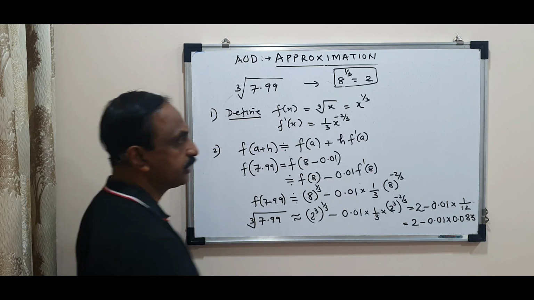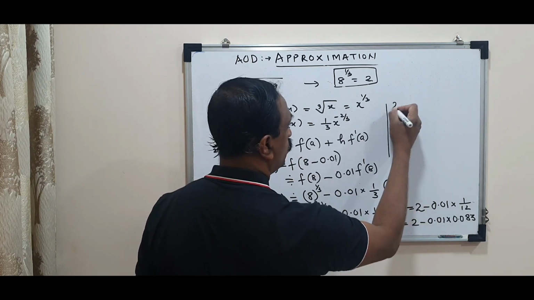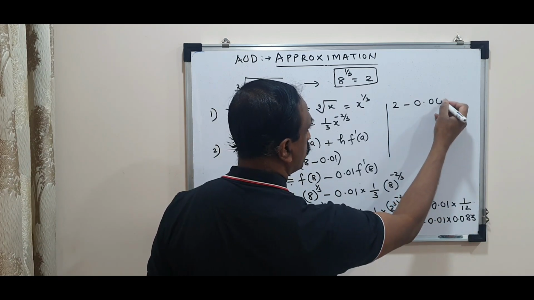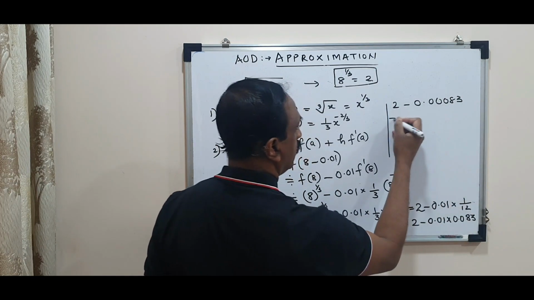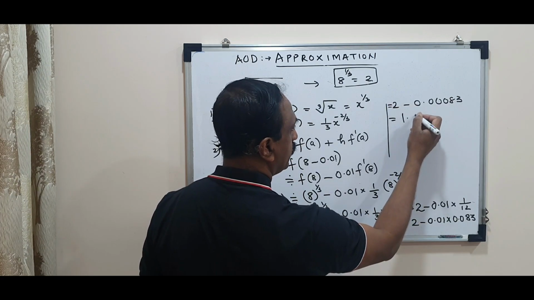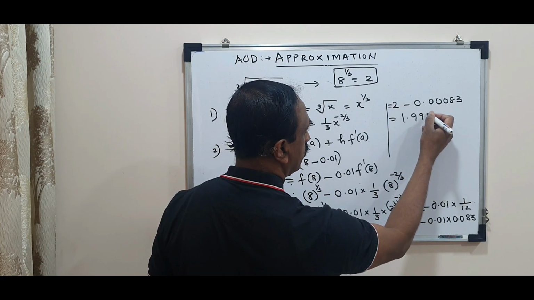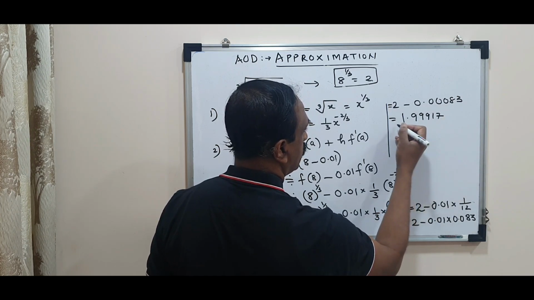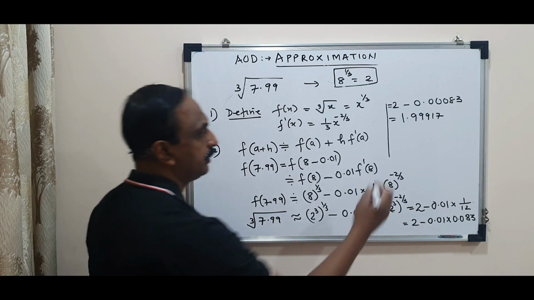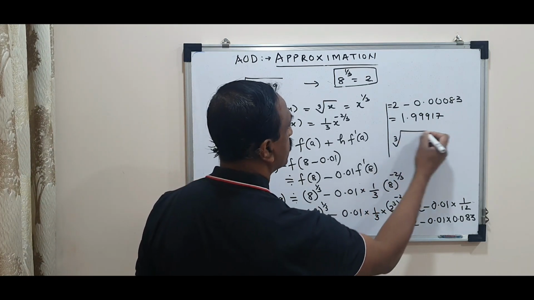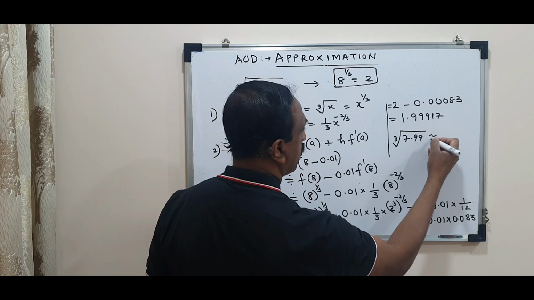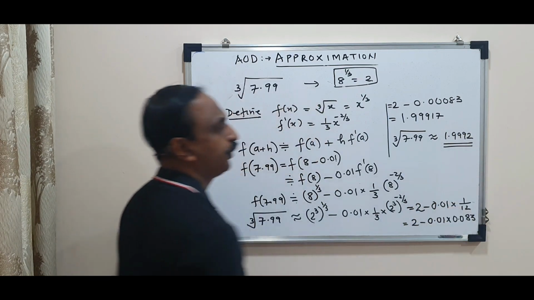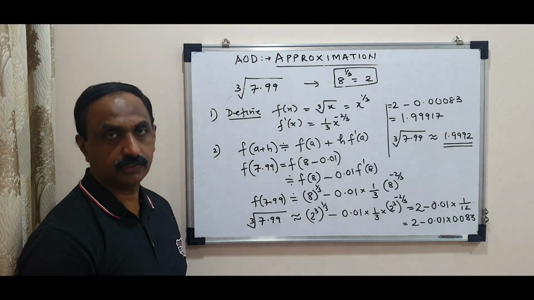So I can write this way. My final answer became 2 minus 0.00083, which becomes 1.99917. So if you approximate it to 4 decimals, I can say cube root of 7.99 is approximately 1.9992 if you approximate to 4 digits after the decimal.